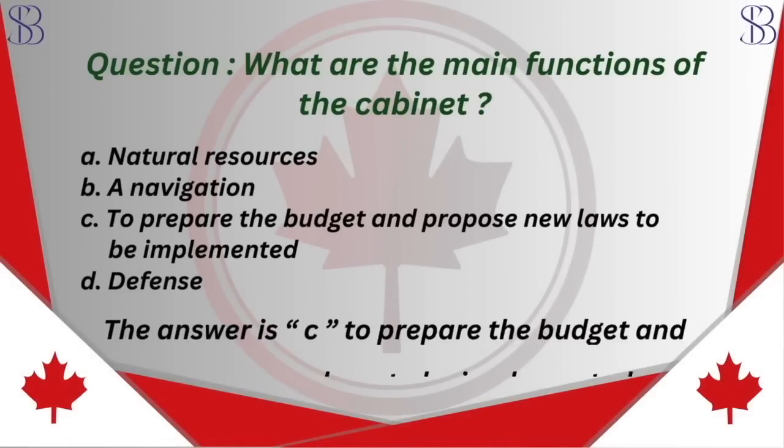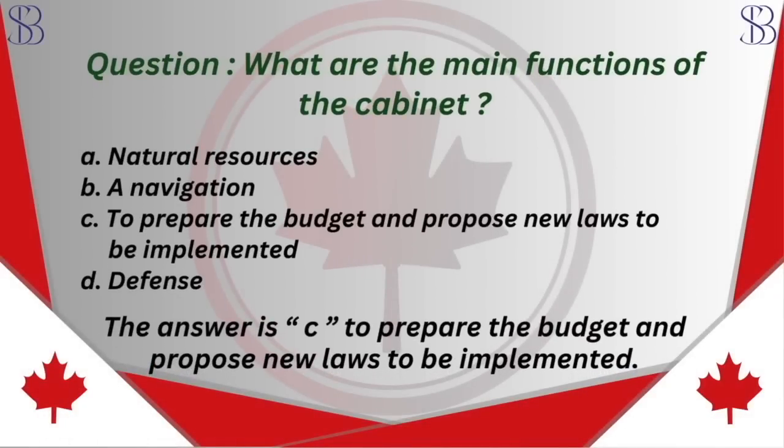Question. What are the main functions of the cabinet? A. Natural resources. B. Navigation. C. To prepare the budget and propose new laws to be implemented. D. Defense. The answer is C. To prepare the budget and propose new laws to be implemented.